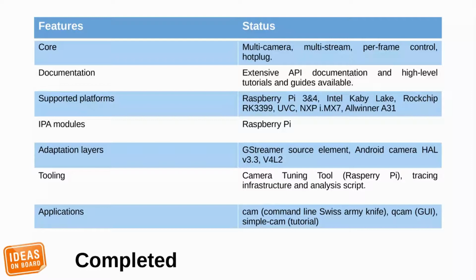The platforms that we support today are Raspberry Pi 3 and 4. We support the Intel Kaby Lake and Skylake ISPs. We do support the Rockchip RK3399, UVC cameras, USB. We also have support for the NXP i.MX7, and we have tested the Allwinner A31. The Raspberry Pi is really worth mentioning here because that's the best supported platform we have today, in the sense that the Raspberry Pi developers are contributing to libcamera themselves, while for everything else the development has been done in-house on our side. But Raspberry Pi is contributing.